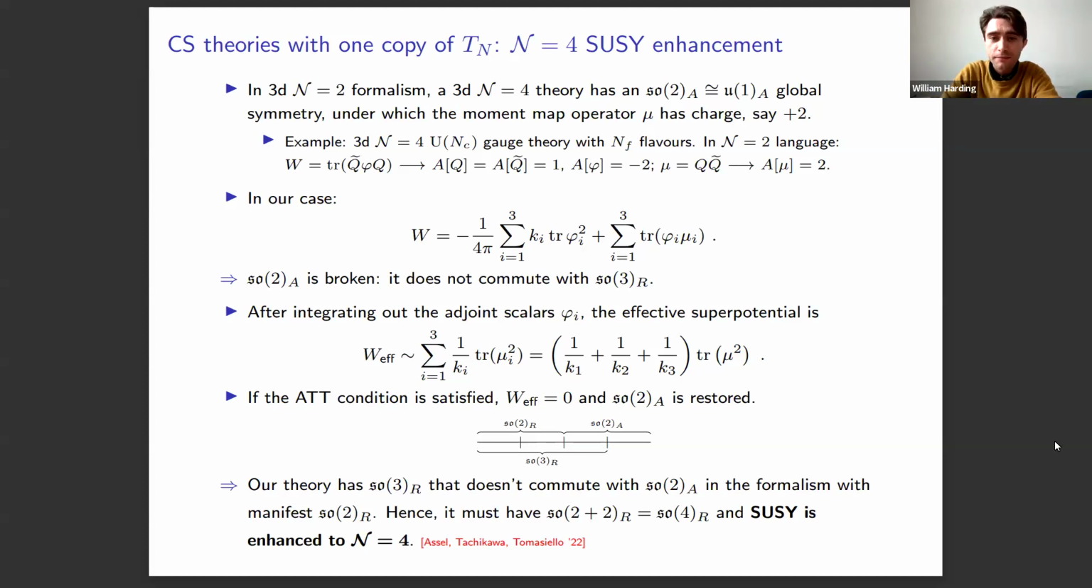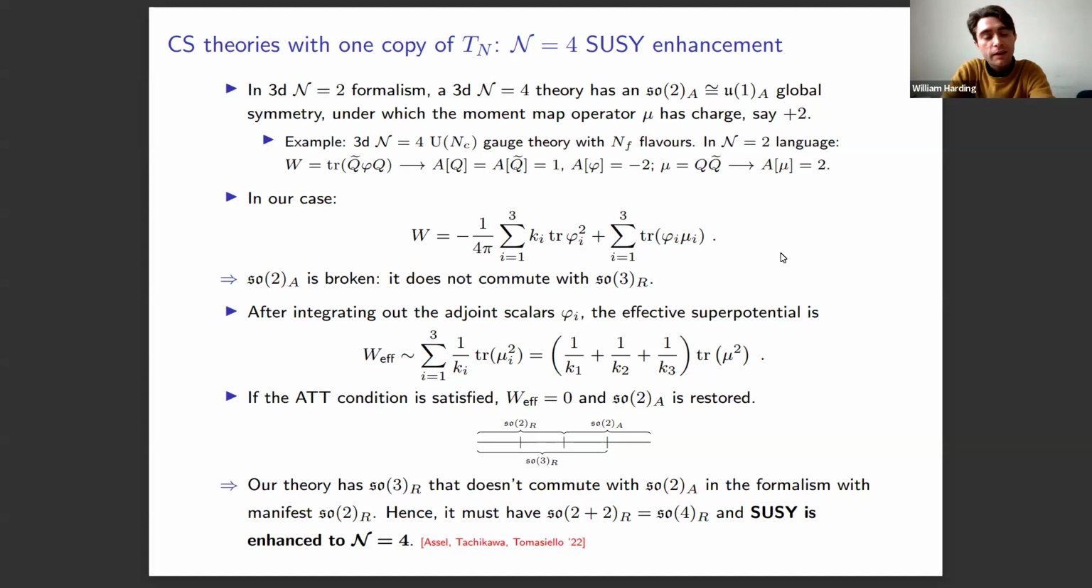Now, in our case, so one copy of Tn with the flavour symmetry gauged as SU(N) level K1 times SU(N) level K2 times SU(N) level K3, I report again the superpotential, which is the following one. And as you can see from the following superpotential, SO(2)_A is broken. It does not commute with SO(3)_R. And this is due to the fact that in the superpotential, we have a term which is proportional to the Chern-Simons levels.